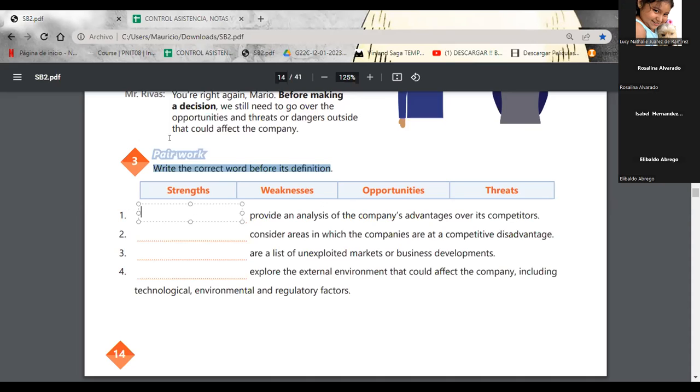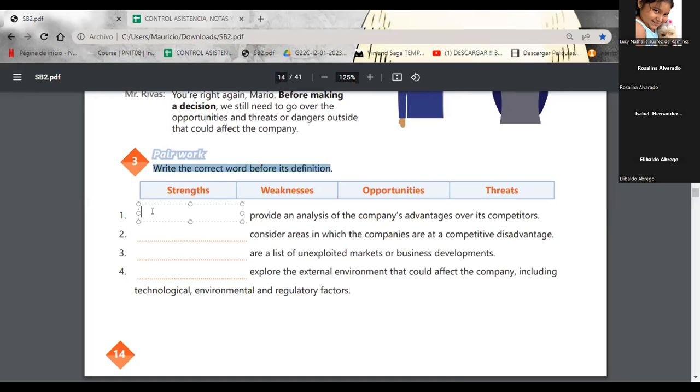Let me see, Isabel Hernandez, can you please read number one? Number one: provide an analysis of the company's advantages over its competitors. What is the answer, Isabel? Strengths, weaknesses, opportunities, or threats? Threat. Okay. Guys, do you agree with Isabel?